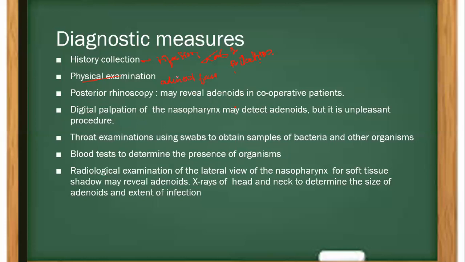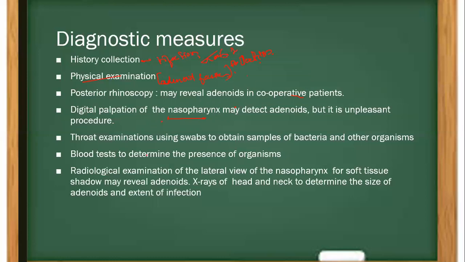അഡിനോയിഡ് ഫേസസിന്റെ ഫീച്ചേഴ്സ് ഉണ്ടോ എന്ന് നോക്കുക, ലൈക്ക് സങ്കൺ ഐസ്, ഓപ്പൺ മൗത്ത്, അങ്ങനത്തെ എല്ലാ കാര്യങ്ങളും നമ്മൾ ഡിസ്കസ് ചെയ്താണ്. അത് അസസ് ചെയ്യുക. പോസ്റ്റീരിയർ റൈനോസ്കോപ്പി ഇറ്റ് മേ റിവീൽ അഡിനോയിഡ്സ് ഇൻ കോപ്പറേറ്റീവ് പേഷ്യൻസ്. ഡിജിറ്റൽ പാൽപേഷൻ ഓഫ് ദി നേസോഫാരിങ്സ് മേ ഡിറ്റക്ട് അഡിനോയിഡ്സ്. അതായത് ഡിജിറ്റലി പാൽപേറ്റ് ചെയ്യുമ്പോൾ നമുക്ക് അത് ഫീൽ ചെയ്യാൻ സാധിക്കും. പക്ഷെ അത് വളരെ അൺപ്ലസന്റ് ആയതുകൊണ്ട് ഇറ്റ്സ് better to avoid.